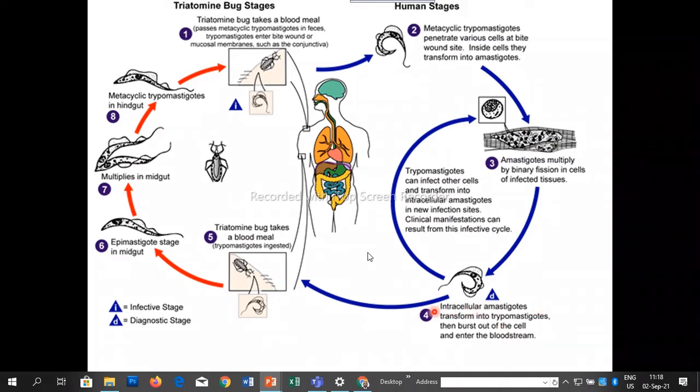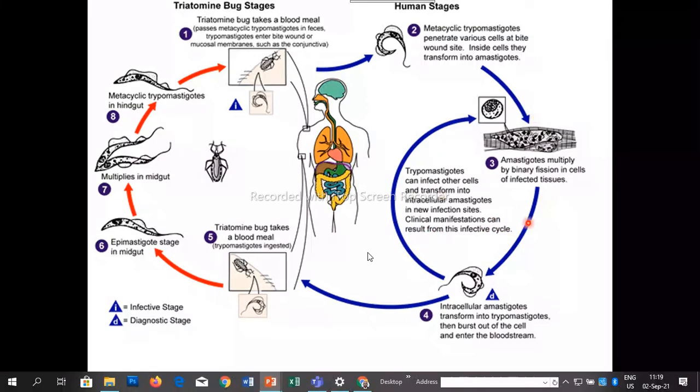Intracellular amastigotes will transform into trypomastigotes, then burst out of the cell and enter the bloodstream and cause another infection. Trypomastigotes can infect other cells and transform into intracellular amastigotes again in a new infection site. Clinical manifestations can result from this kind of infective cycle within the body.